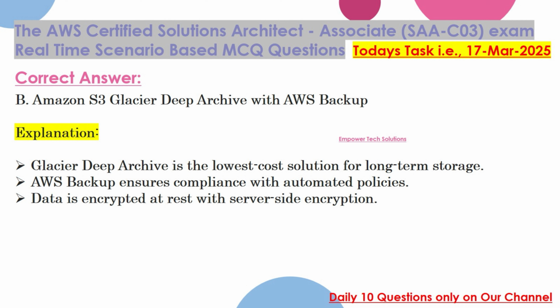Explanation. Glacier Deep Archive is the lowest cost solution for long-term storage. AWS Backup ensures compliance with automated policies. Data is encrypted at rest with server-side encryption.